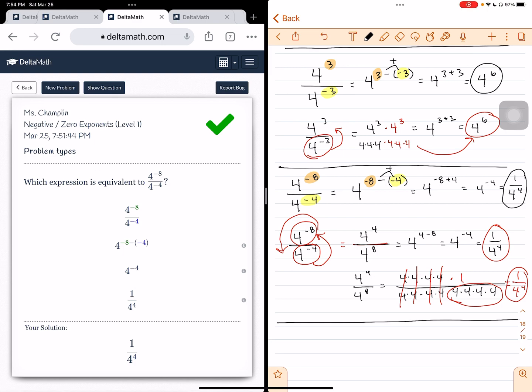So they did what I did first. They did this first method here. Again, you can use any kind of method, right? It just depends on how your brain recognizes it first. As long as you get to the right answer, I don't mind what method you use.